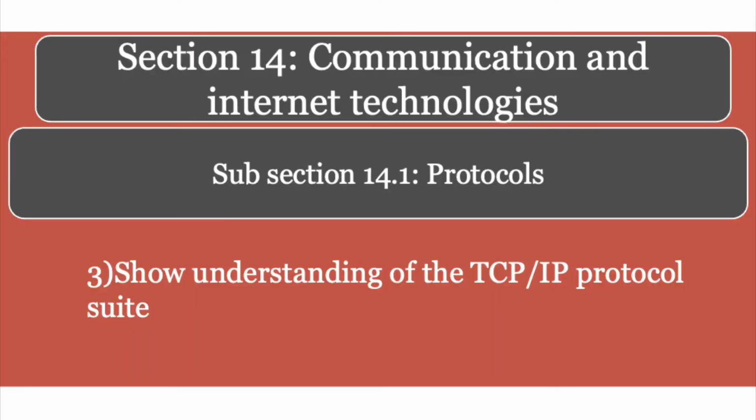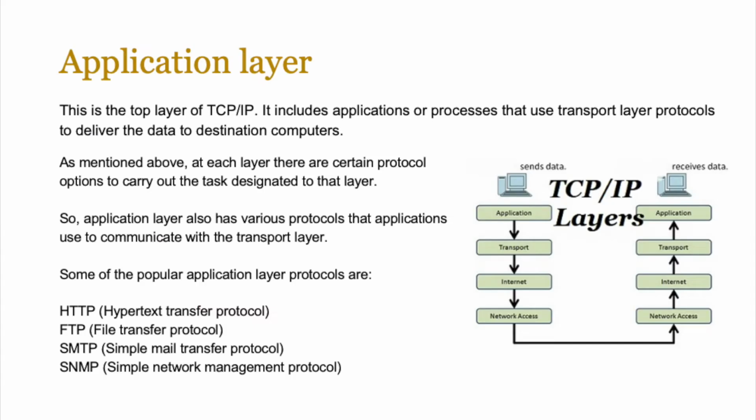So let's delve a bit deeper into these layers and show a true understanding of the TCP/IP suite. Let's start with the application layer. That's the first one. This is the top layer of the TCP/IP suite. It includes applications or processes that use transport layer protocols to deliver the data to destination computers. So the application or the program, which is also known as the process, resides here. Now the application layer contains all the programs that exchange data, such as web browsers or server software. This layer allows applications to access the services used in other layers and also defines the protocols that any app uses to allow the exchange of data.